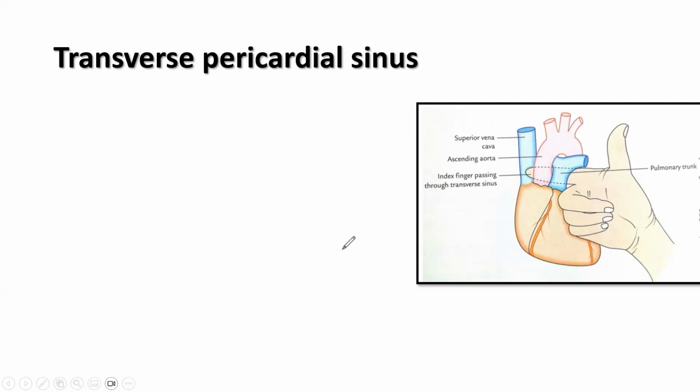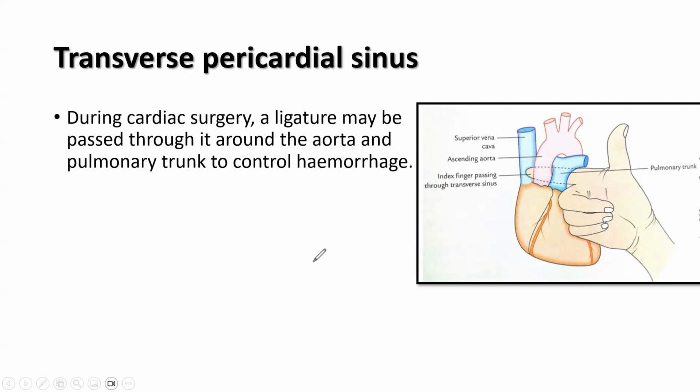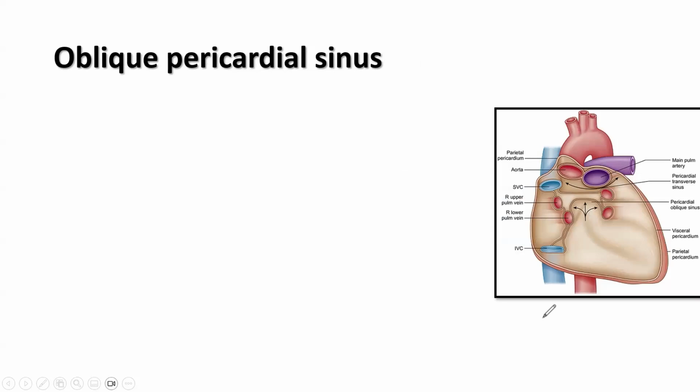Now, what is the clinical importance of transverse pericardial sinus? During open heart surgery, a ligature may be passed through the transverse pericardial sinus around the ascending aorta and pulmonary trunk to control bleeding, to control hemorrhage. That is the clinical importance of transverse pericardial sinus.